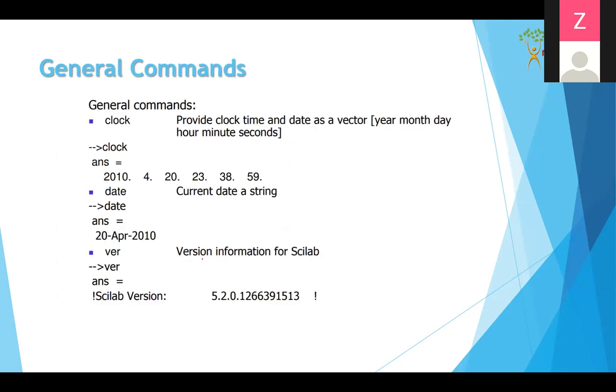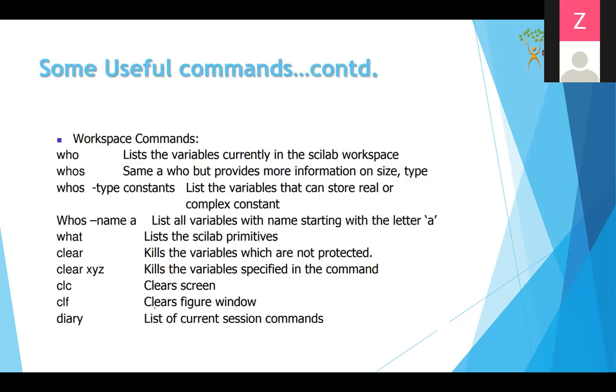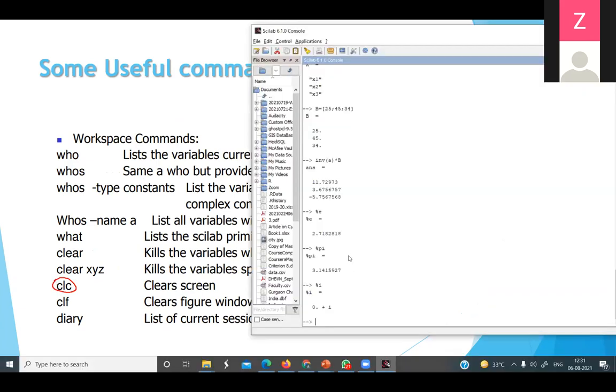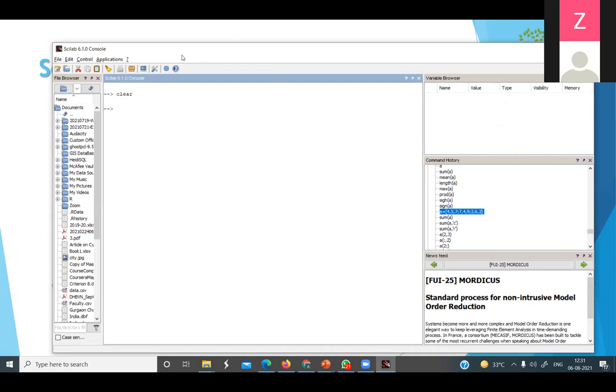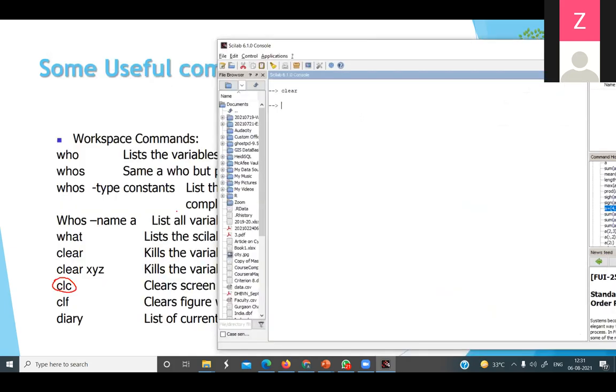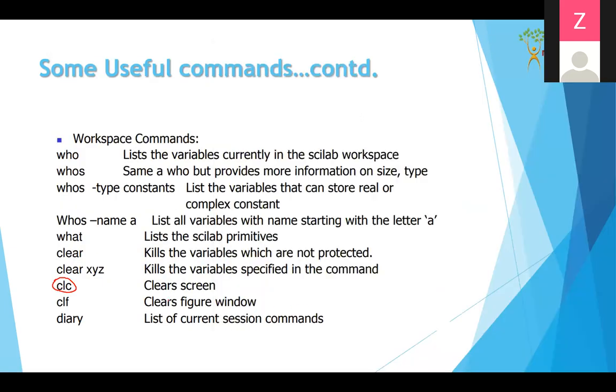We tried with different kinds of commands which help us in understanding the system as such. What is the time, what is the date, and what is the Scilab version I'm using. The workspace, the clear command I've been using frequently, for example, clc, it clears the whole screen. Clear, I'll show you. There are a couple of variables which are displayed on the top right screen. If I write clear, all those variables will be deleted or killed. Diary gives me the list of current session commands which have been given. clf, when we start plotting graphs, clears the plot window.